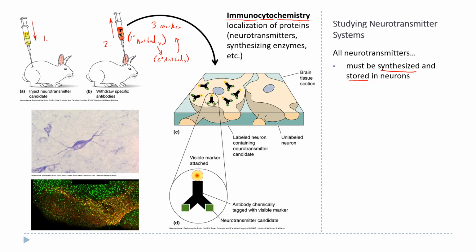So if you have cells in a piece of tissue, some of which have your molecule, like this one, these little green squares are our neurotransmitter candidate or our protein or whatever we're trying to find, but other neurons nearby don't.